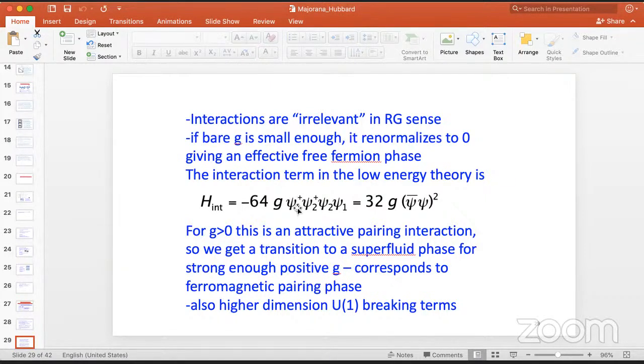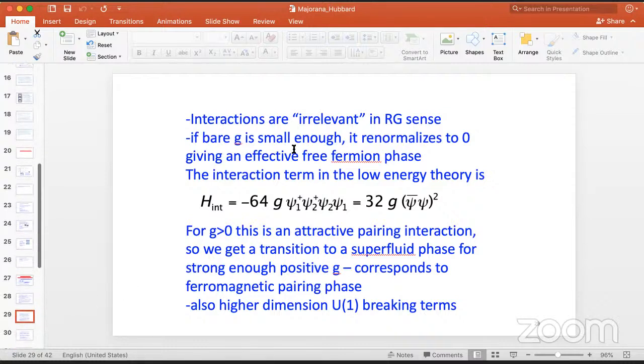This is true because in 2 + 1 dimensions psi has dimension 1, and this term has dimension 4, and the marginal case would be 3. So for G positive, this is an attractive pairing interaction. We expect to get a transition to a superfluid phase for strong enough positive G, corresponding to a ferromagnetic pairing phase. There's also a higher dimensional term which breaks U1 symmetry. We'll go back to that.